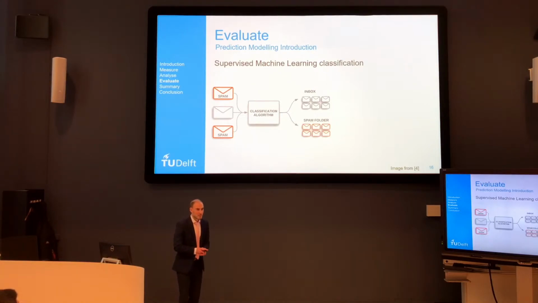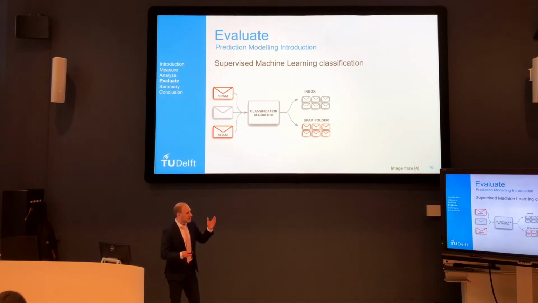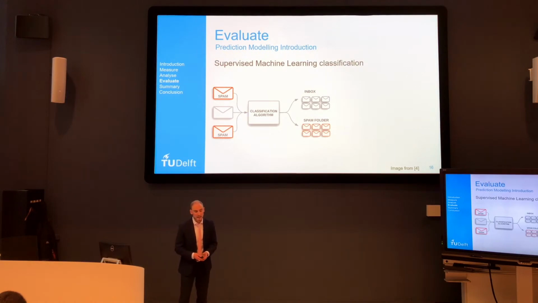Everyone knows what a spam filter is. It takes incoming emails and divides them between an inbox folder and a spam folder. This classification algorithm is classifying into an inbox class and a spam folder class. And what it is doing is learning to do so. How does this learning work?